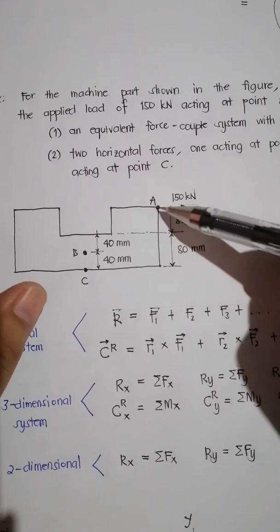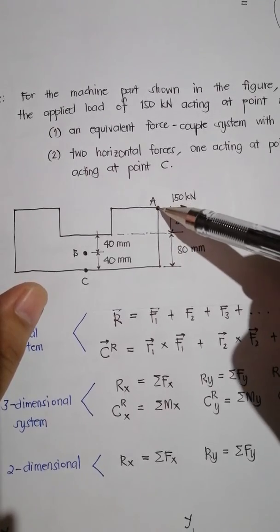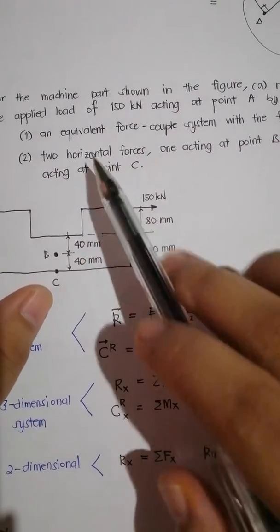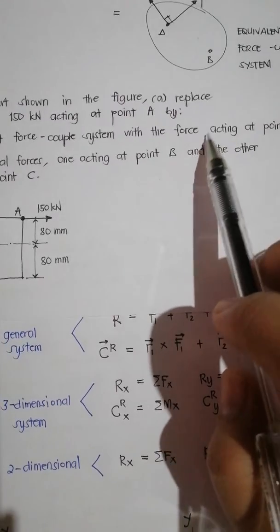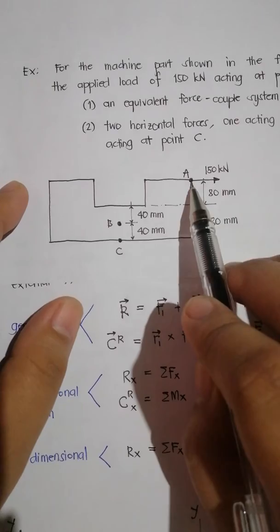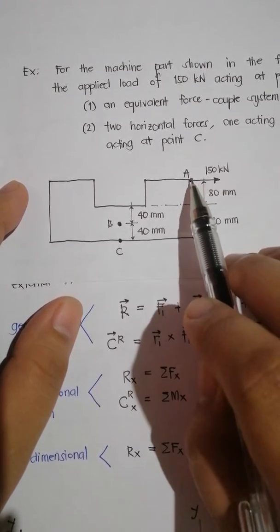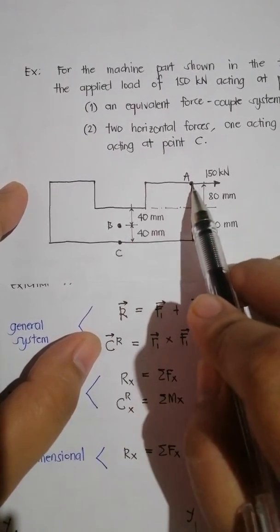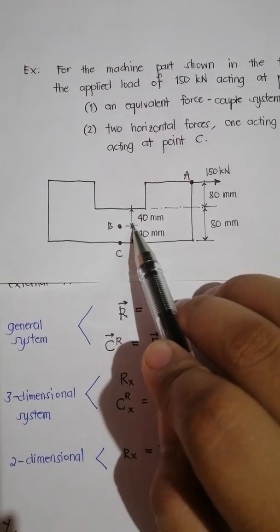So as you can see here in the figure, we have a force of 150 kilonewtons acting here at point A. We have to replace this with an equivalent force couple system with the force acting at point B. So what will happen is that the 150 kilonewton load, we will have to transfer it from this point to point B, such that when we transfer it, expect that there will be a couple of transfer that will be formed.